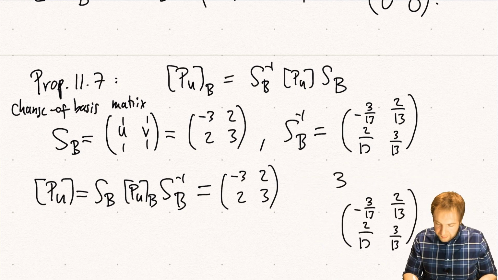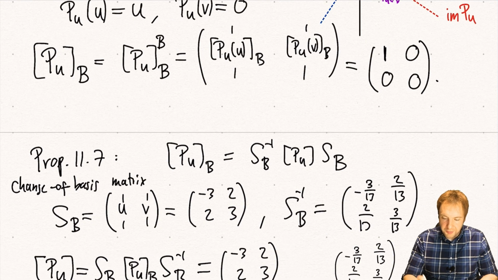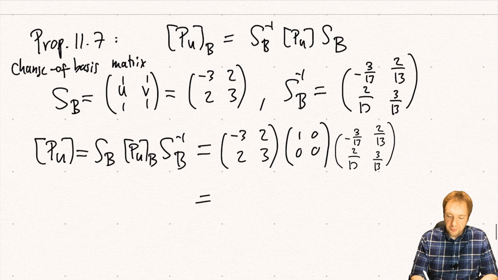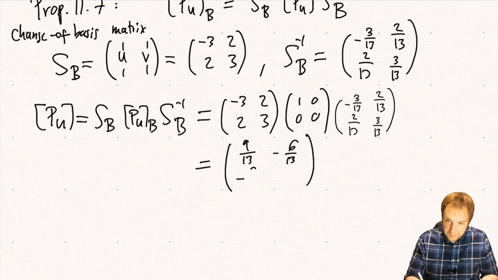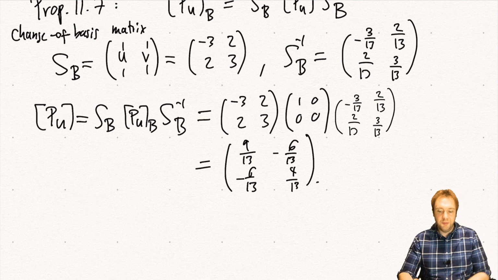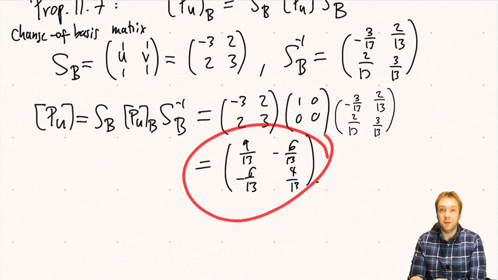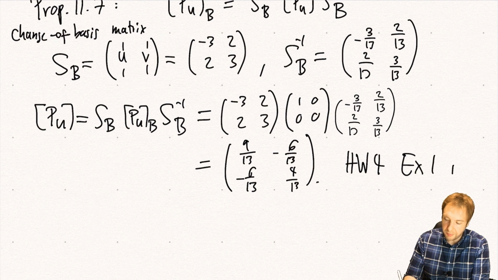I'm too stupid. So this, and in the middle is this simple matrix here, this 1, 0, 0, 0. And in the end you can multiply this out, and what you get should be this here. So this you can check by yourself. And therefore we see the matrix of this projection onto the line spanned by U is given by this matrix here.